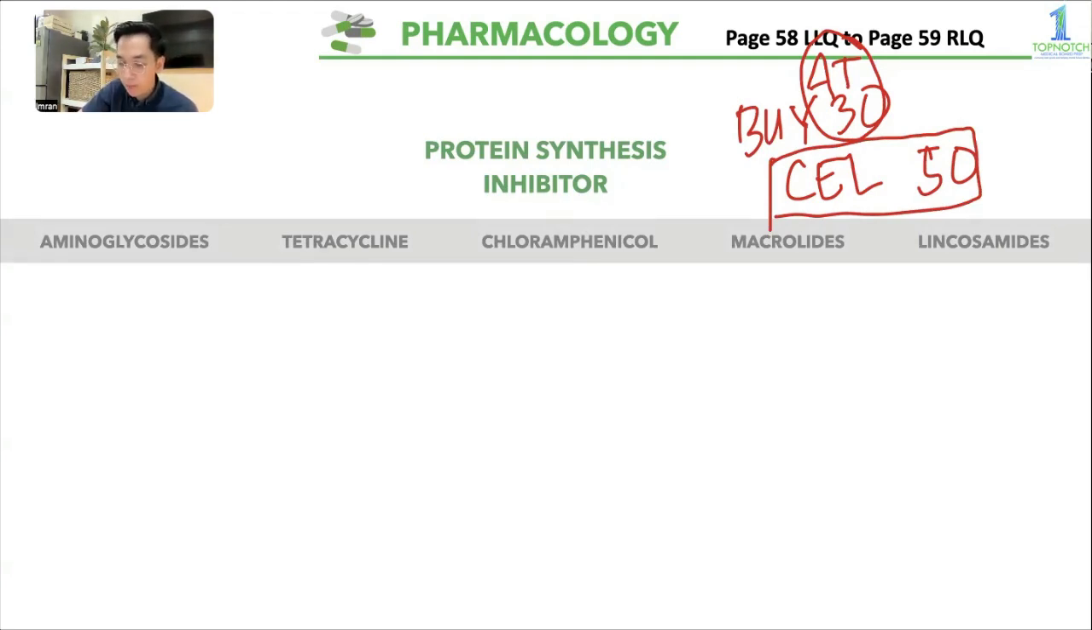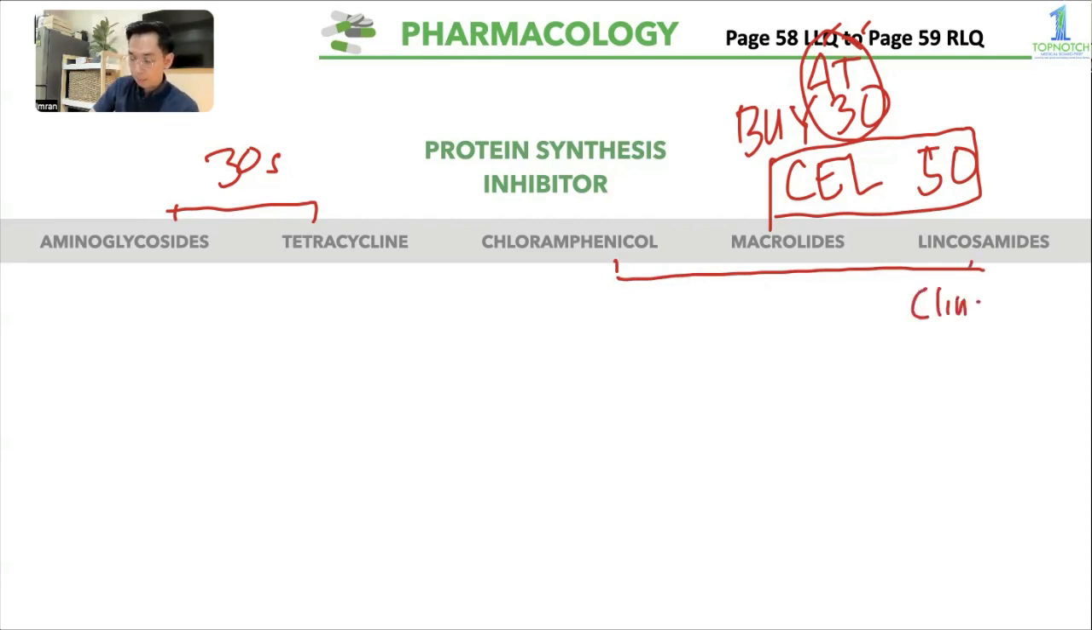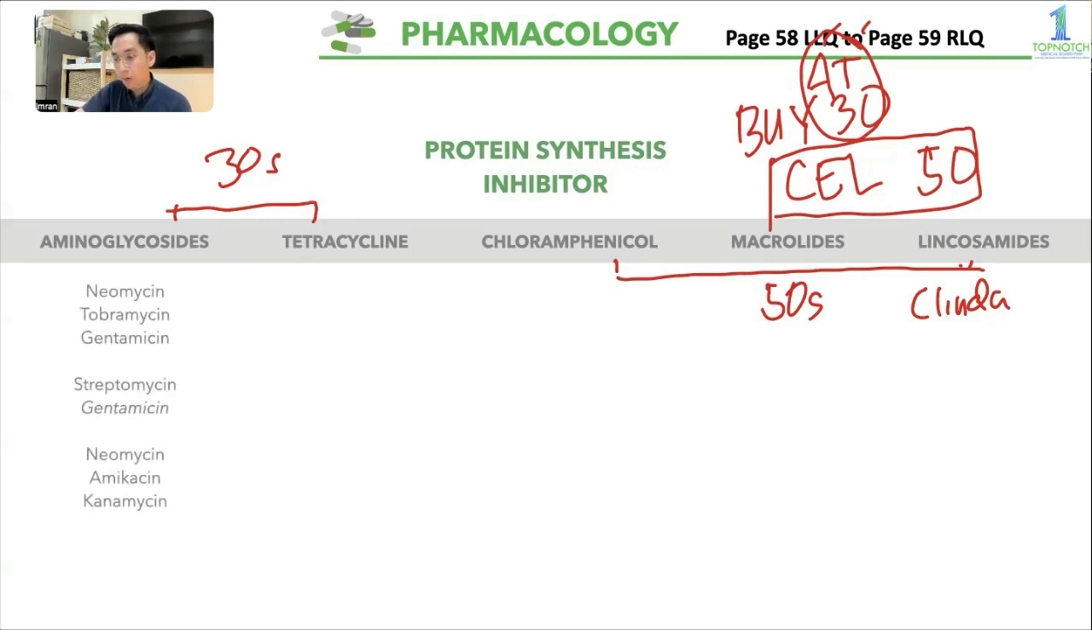30S, you have your aminoglycoside and your tetracycline, because they inhibit your 30S ribosomes. While your 50S, chloramphenicol, macrolide for erythromycin and lincosamides, which includes your clindamycin, they inhibit your 50S ribosomal subunit. Okay? So let's start with your aminoglycosides. Yung ating aminoglycosides, so they are mainly used for gram-negative bacteria.